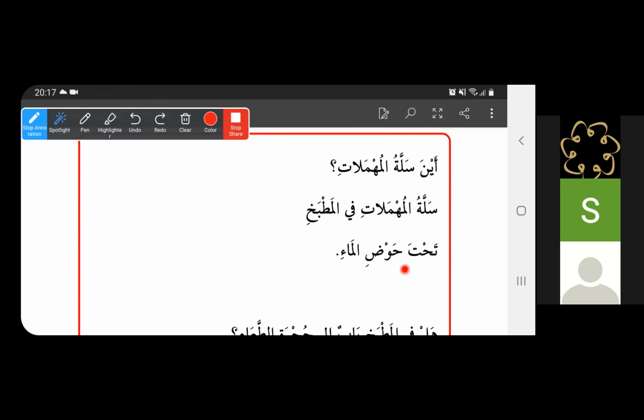تحت حوض الماء. It's under the water. حوض means the water, the drainage pipe. حوض is the basin. It's your basin or the sink. طيب. حوض الماء, your water washing basin. So the answer is very precise. You have told us in detail. سلة المهملات في المطبخ تحت حوض الماء.